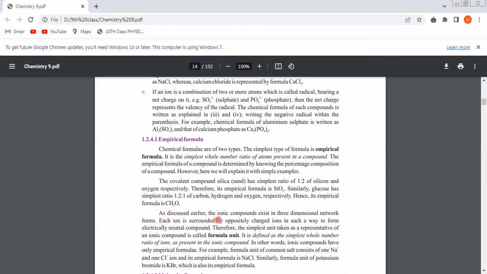As discussed earlier, ionic compounds exist in a three-dimensional network form. Each ion is surrounded by oppositely charged ions in such a way as to form an electrically neutral compound. Therefore, the simplest unit taken as representative of an ionic compound is called the formula unit. It is defined as the simplest whole number ratio of ions present in the ionic compound. In other words, ionic compounds have only empirical formulas. For example, the formula unit of common salt consists of one Na and one Cl ion, and its empirical formula is NaCl. Similarly, the formula unit of potassium bromide is KBr, which is also its empirical formula.